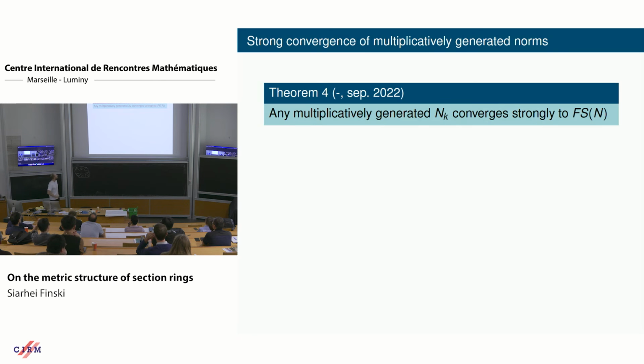Okay. So right now I would like to say a few words about the proof of theorem 4, which says that any multiplicatively generated sequence of norms will converge strongly to a Fubini-Study metric.